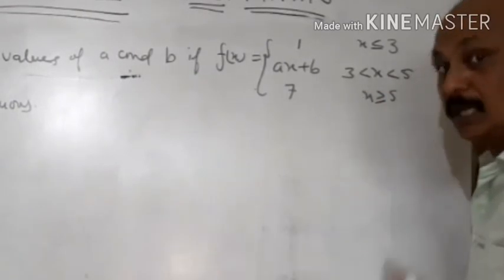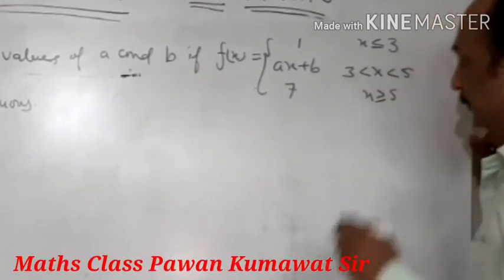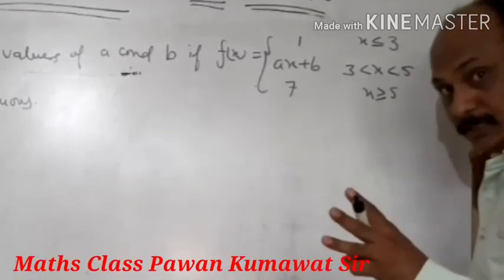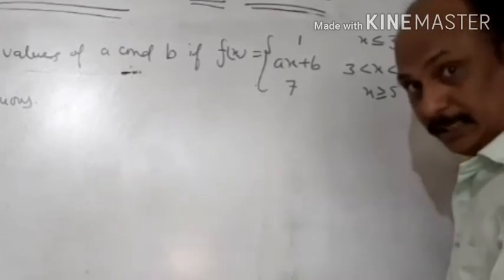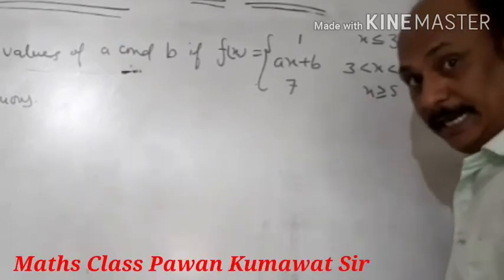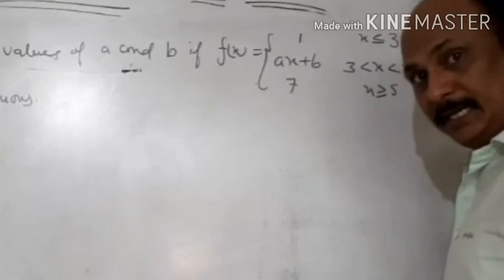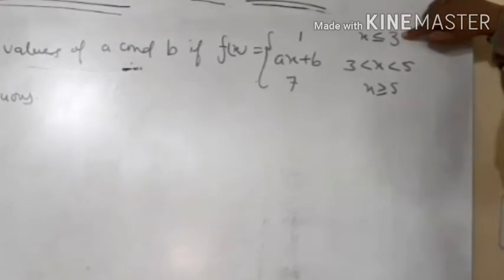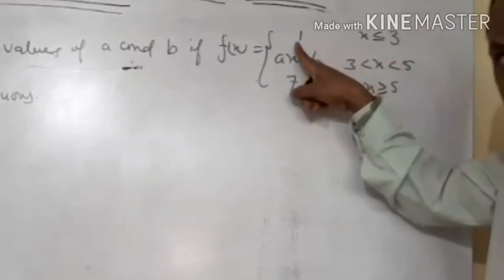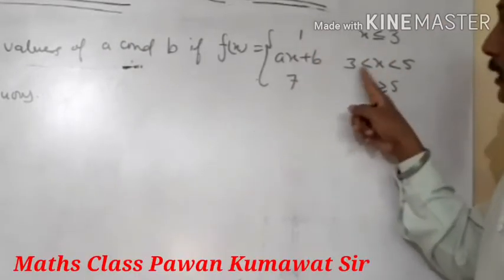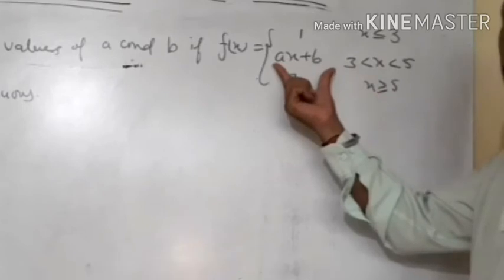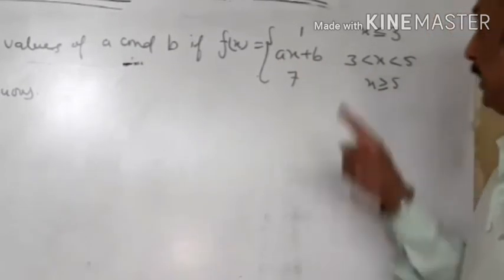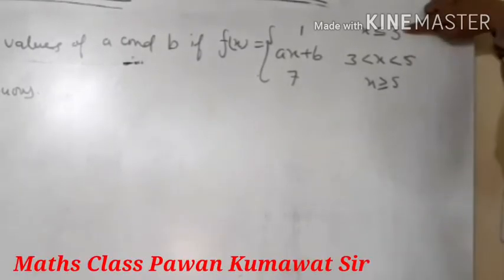to 5. So for x equal to 3, there are three conditions: x less than 3, x equal to 3 and x greater than 3. Now for x less than 3 and equal to 3 we use this condition, and for x greater than 3 we should use this condition. Is that clear? Now I am taking x equal to 3 first.